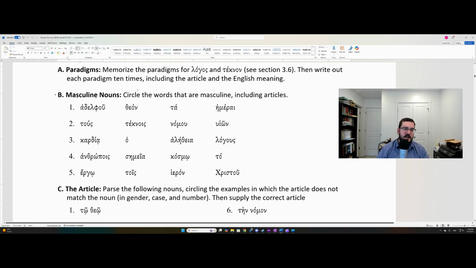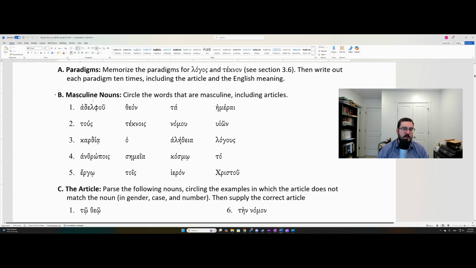So in this exercise, you need to identify the words that are masculine, including the articles. That just means, it doesn't mean to write the article so much as just to identify an article when you see it, determine what its gender is. We're looking only for masculine here. So not for feminine, not for neuter, just masculine. And in this first row, we have Adelphu, Theon, Ta, and Hemerai.